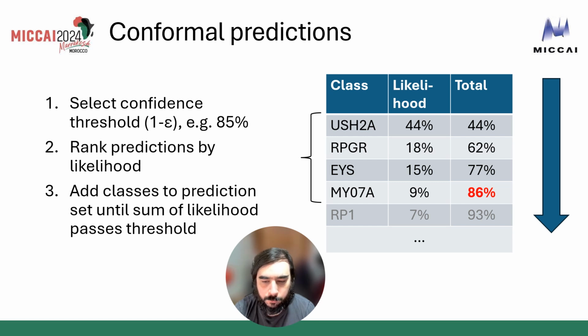The way we control this trade-off is by selecting a confidence threshold, which is our target coverage. The way we can very simply do a conformal prediction is we rank our predictions by likelihood, and then keep adding classes to our conformal prediction set until we reach that threshold.